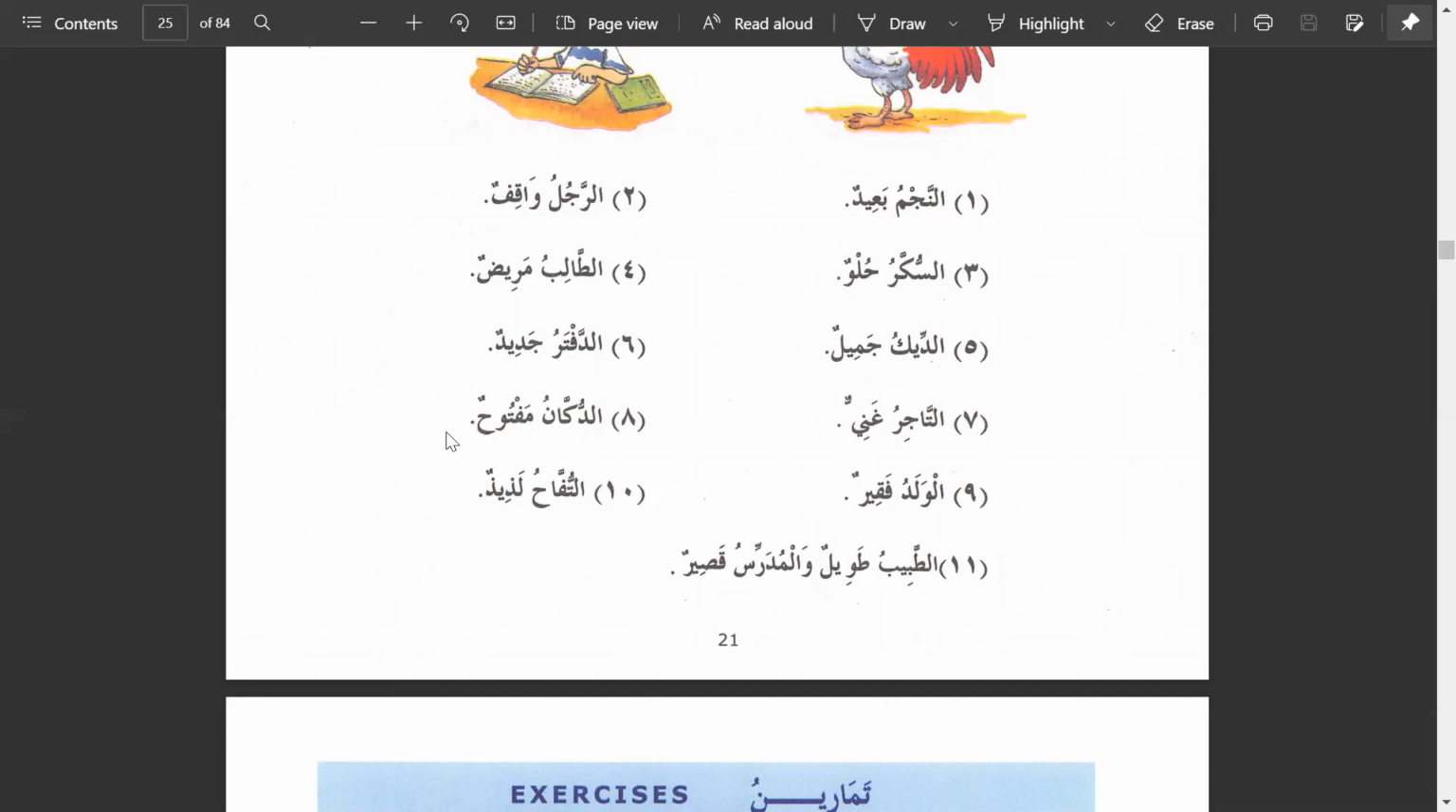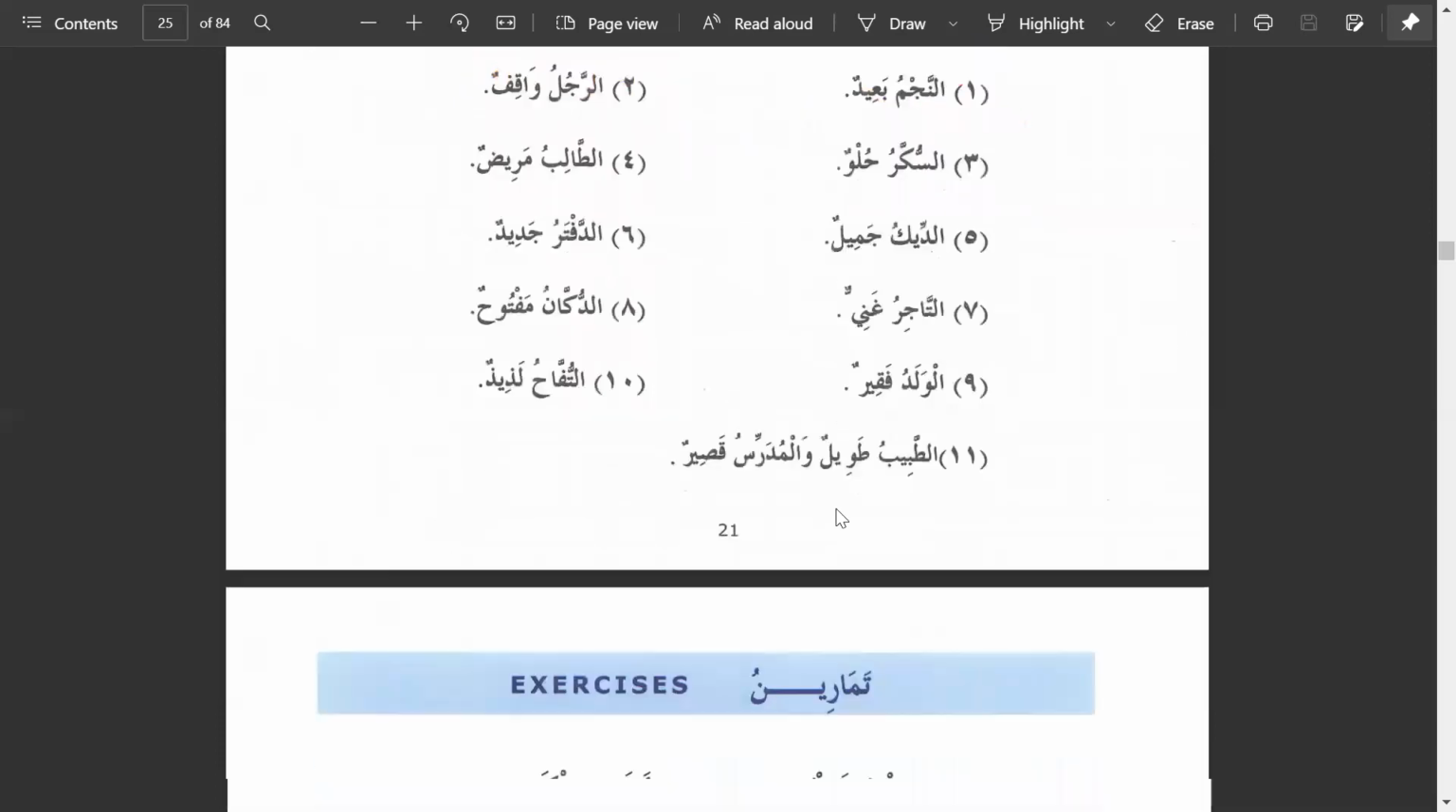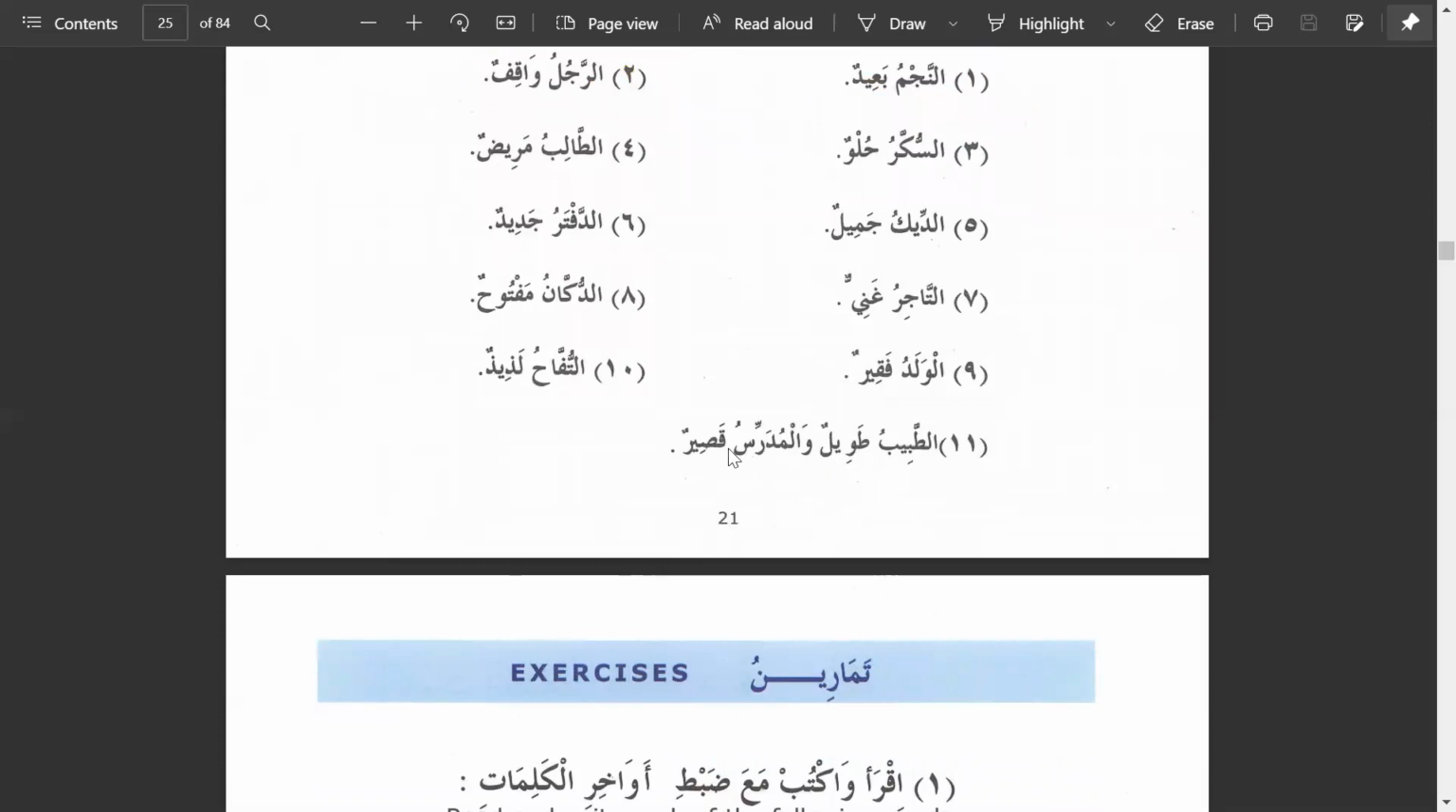Ad-dukanu maftuhun, the store is open. Al-waladu faqirun, the boy is poor. At-tufahu lazizun, the apple is tasty, delicious. At-tabibu tawilun wal mudarrisu qasirun. So the doctor is tall and the teacher is short.